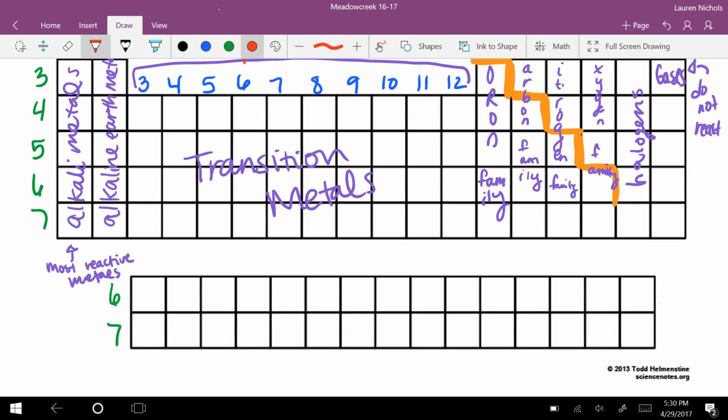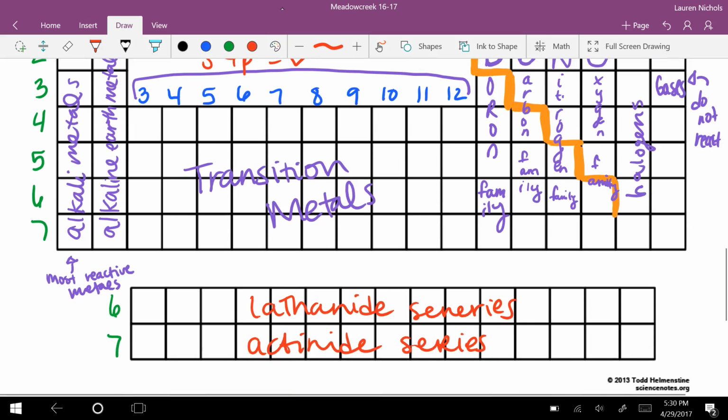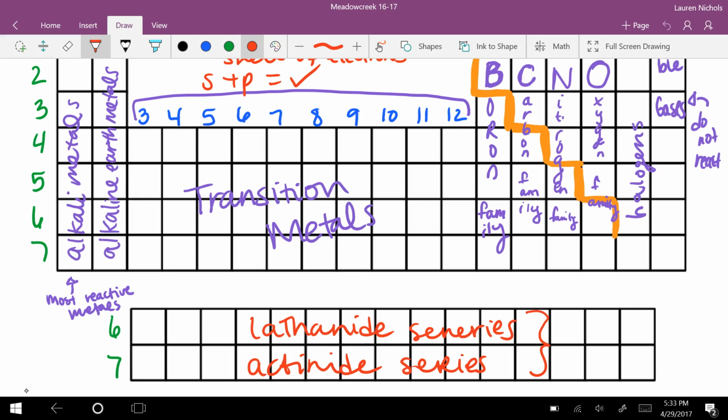The series down here, we have the lanthanide series, and we have the actinide series. Nobody really uses these very much unless you're specifically studying radioactive isotopes, or maybe you're in the business of trying to create new atoms, in which case you'll probably be looking at some of these, but we don't deal with them very often. One thing that we mentioned is that these bottom ones are again the radioactive elements.